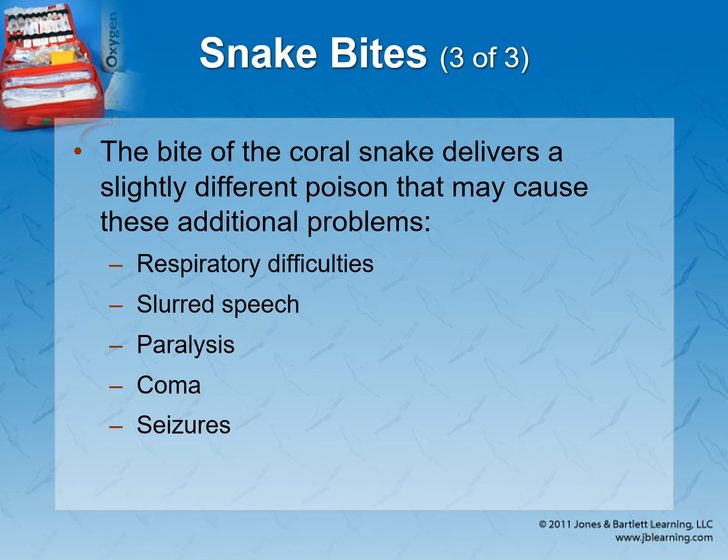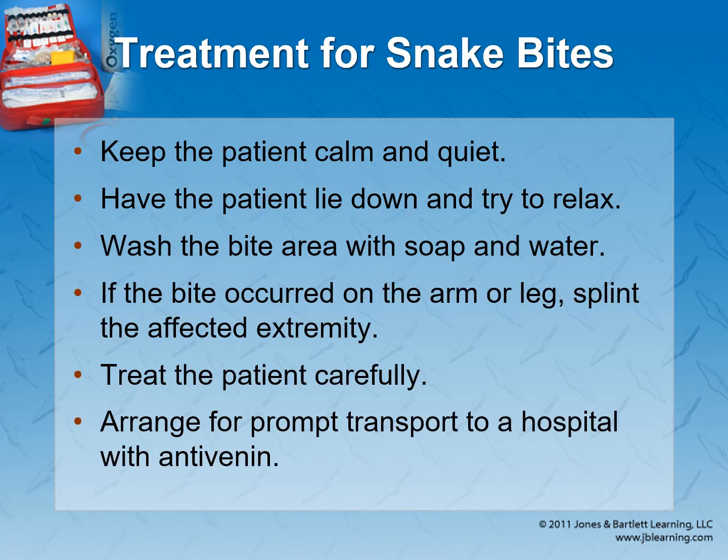So that can be respiratory distress, slurred speech, paralysis, coma, seizures, all that stuff. So just know that the rattlesnake and those snakes are going to be local issues, like right where the bite occurred, whereas a coral snake is going to be kind of whole body systemic.